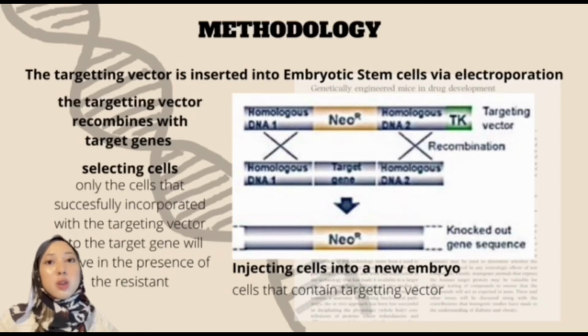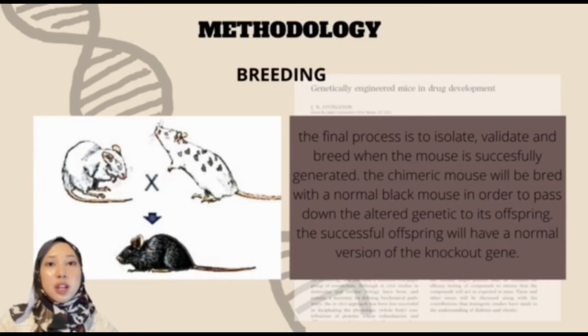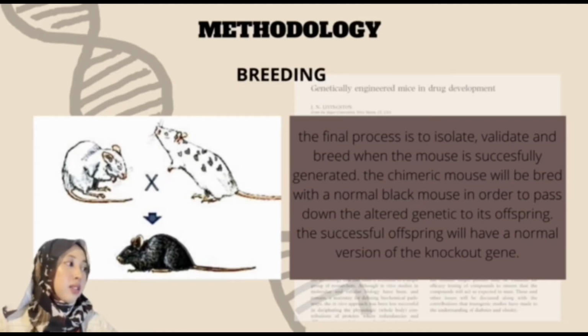Next, the cells that contain the targeting vector will be injected into the new embryo, which is the normal developing mouse embryo. Lastly, the final process is to isolate, validate, and breed when the mouse is successfully generated. The chimeric mouse will be bred with a normal black mouse in order to pass down the altered genetics to its offspring. The successful offspring will have a normal version of the knockout gene. So, I will pass to Farah Najihah to explain about the result.